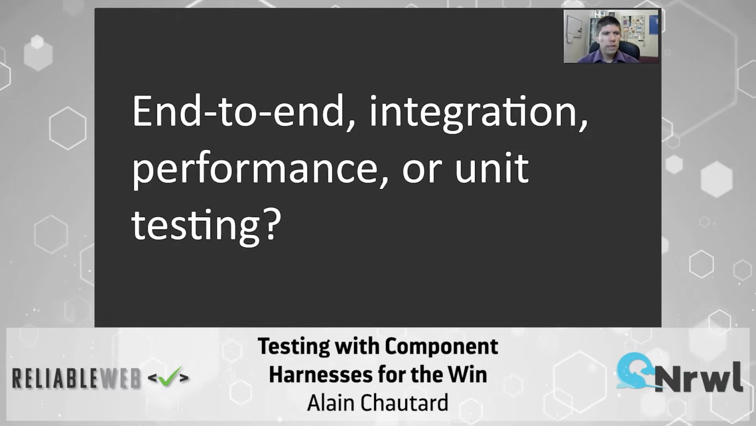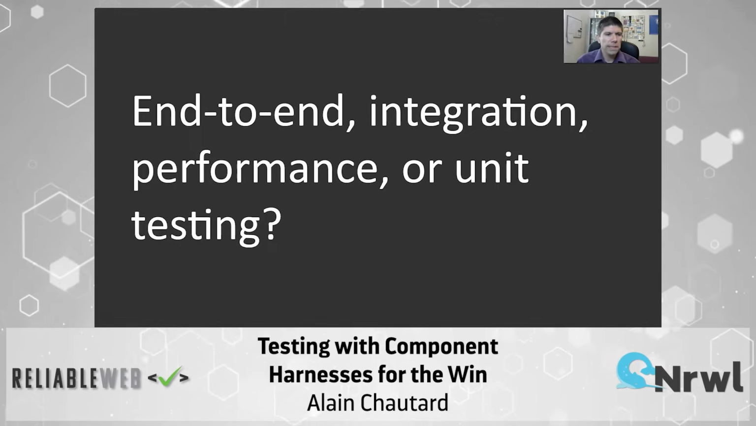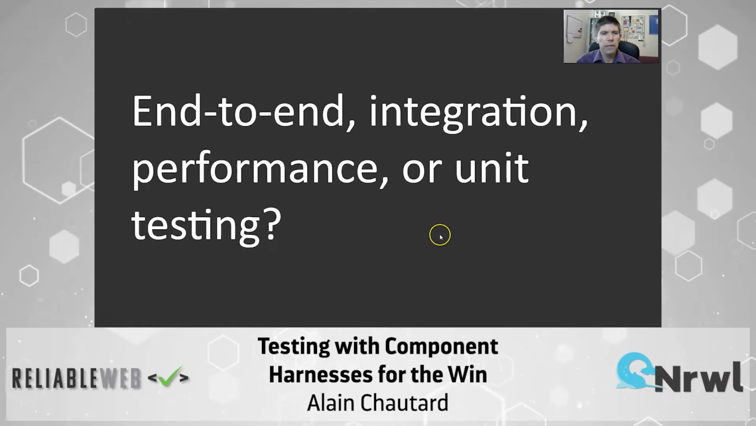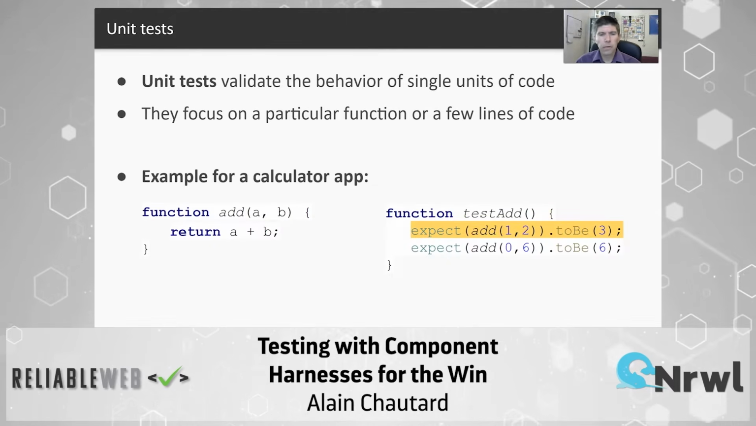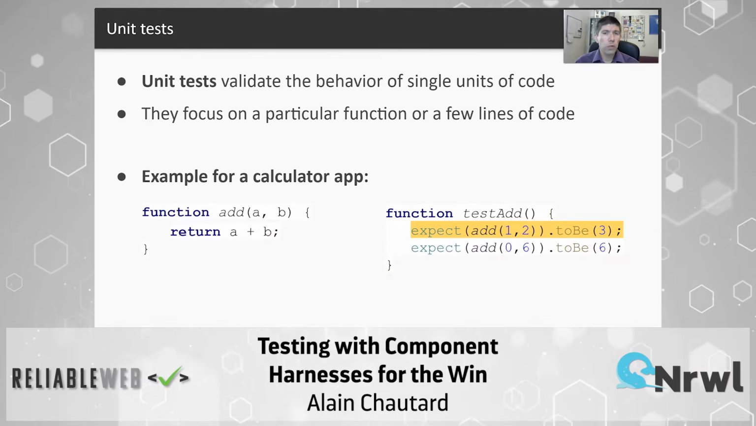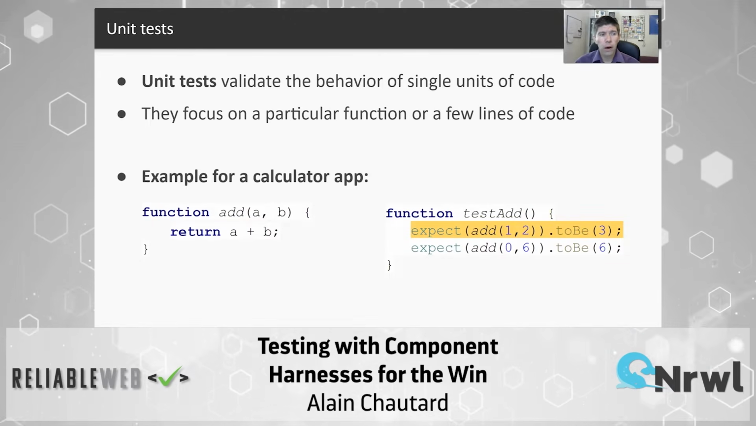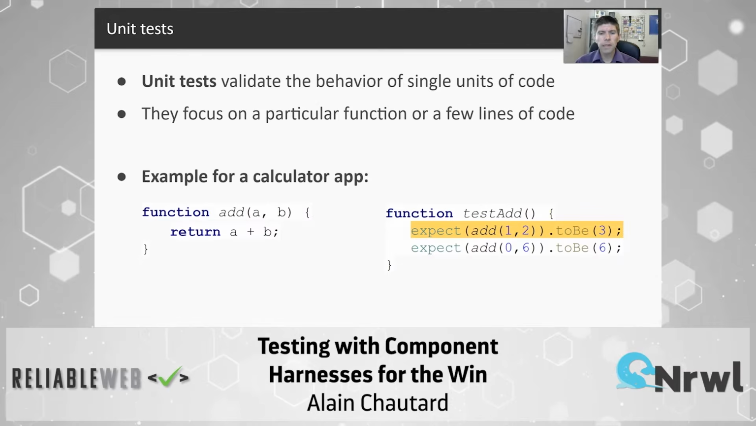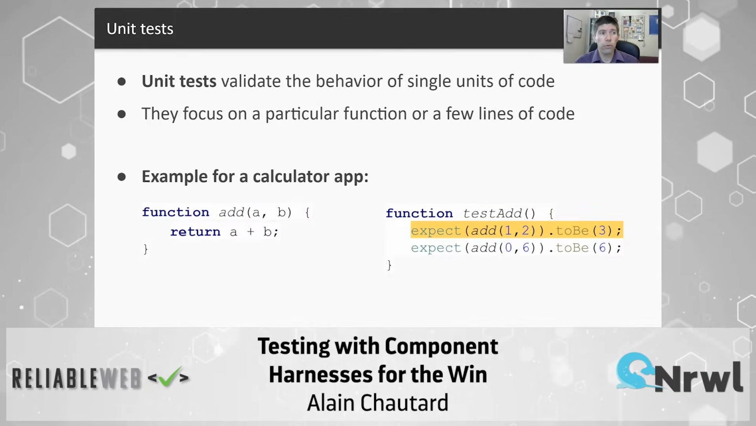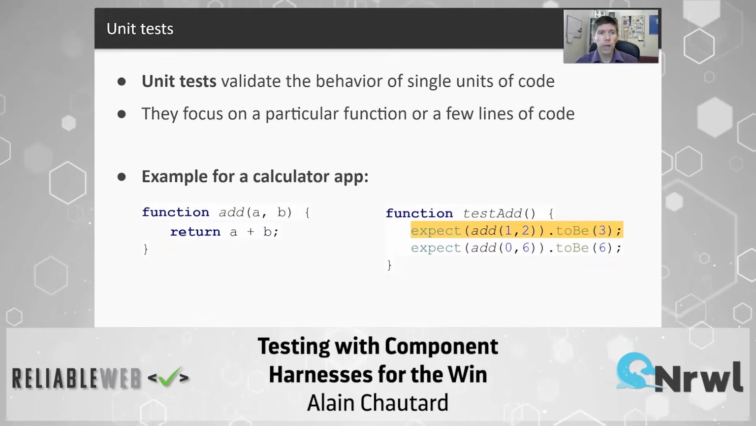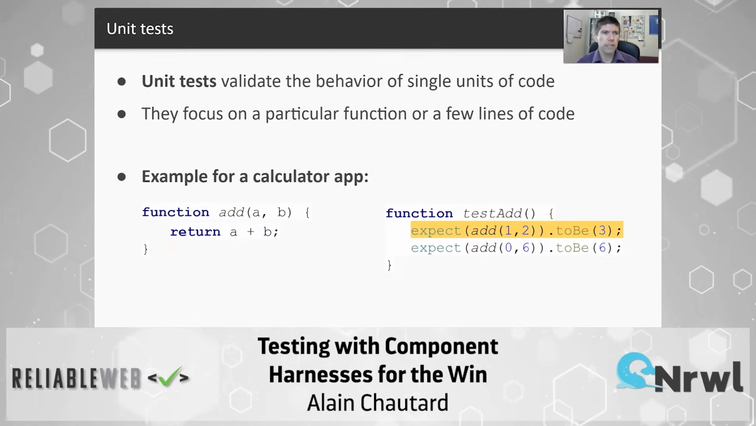So end-to-end, integration, performance, or unit testing. These are some of the different kinds of tests that we have available these days on the web. And the one that people are usually most familiar with is unit tests, because unit tests are the ones that are closest to the developer. Really, the person who writes the code is the one who's supposed to write unit tests.